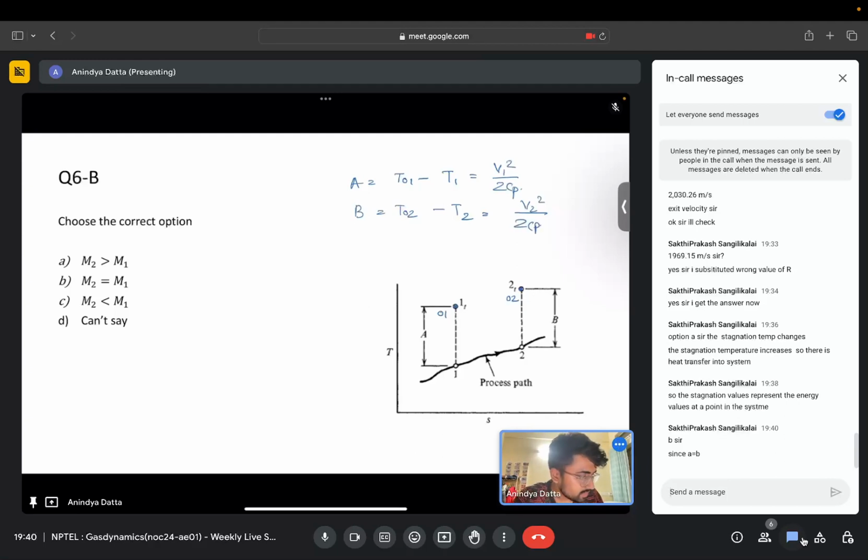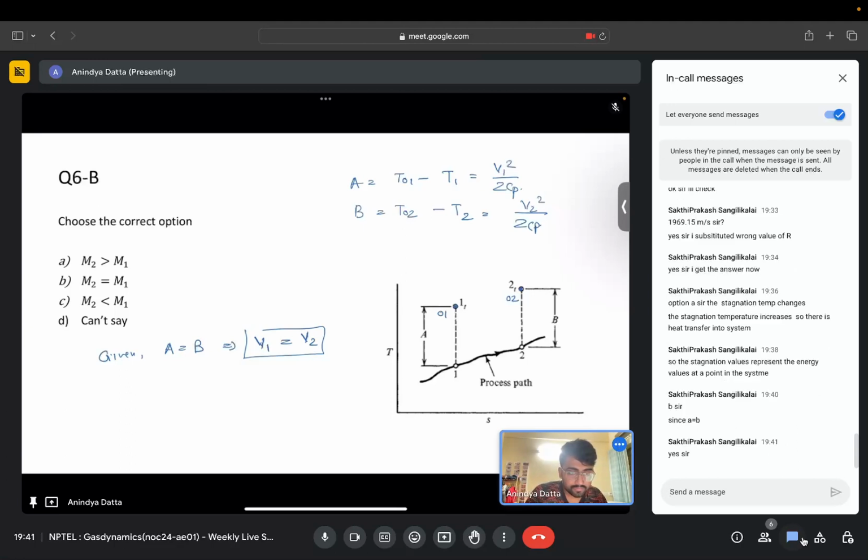Okay. Now, given A equals to B, what does that mean? V1 is equal to V2, right? So the velocities are equal. Okay, but does that mean Mach number is also equal? No, right? Because what is Mach number? The ratio of the flow velocity divided by the speed of sound. The speed of sound between state point 1 and 2, are they same?